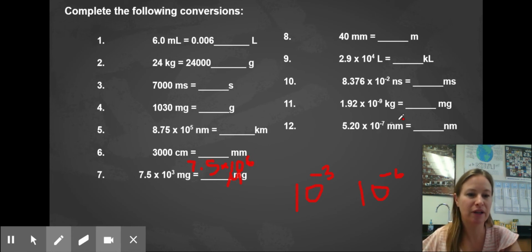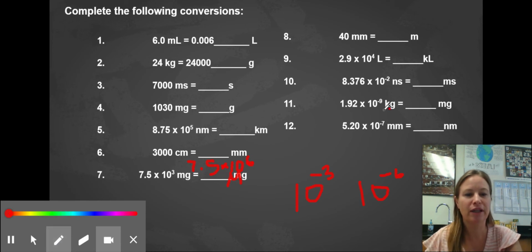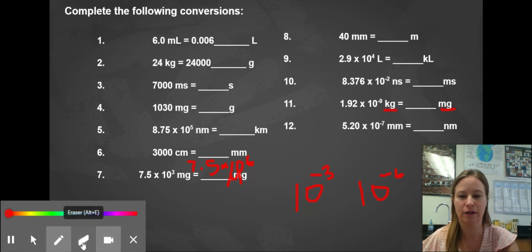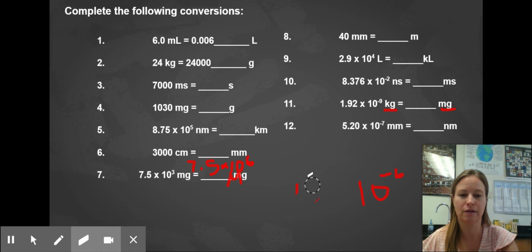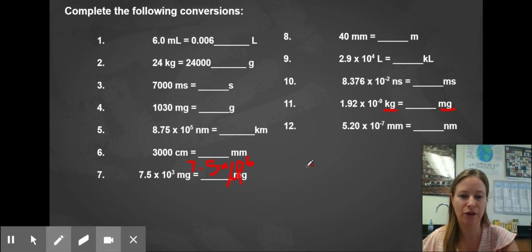Okay, let's look at this one right here. I wonder if I can change the size of this. Nope, only the color. Okay, so if I'm going from kilo to milli, I'm going from 10 to the third power. Let's erase this. Oop, I could have just erased the exponent, huh? Well, that's okay. So I'm going from 10 to the third power, which is on the left side, and I'm changing that to 10 to the negative third.